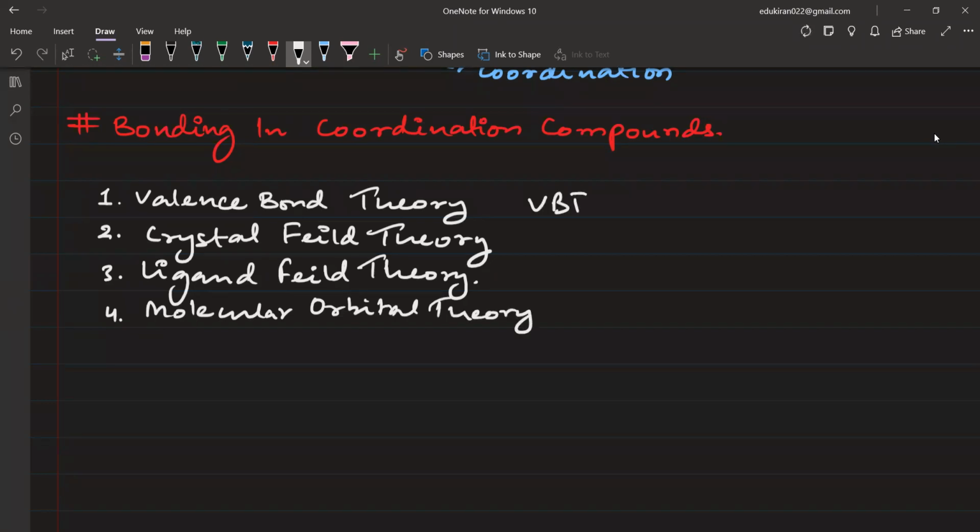This is VBT, CFT, LFT and MOT. ठीक है? इसमें से आपके सिलेबस में वैलेंस बॉन्ड थ्योरी एंड क्रिस्टल फील्ड थ्योरी है, लिगेंड फील्ड थ्योरी एंड मॉलिक्यूलर ऑर्बिटल थ्योरी, ये दोनों नहीं है. However, we use some conclusions from both of these things, ligand field theory और molecular orbital theory से कुछ conclusions आपके NCERT में इस्तेमाल किए गए हैं. Okay, right, first of all, valence bond theory.